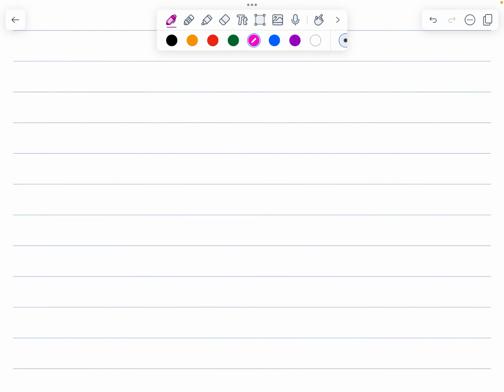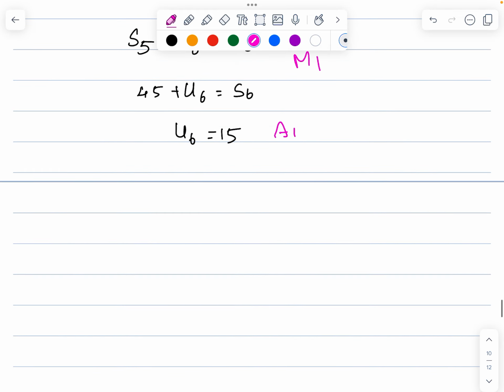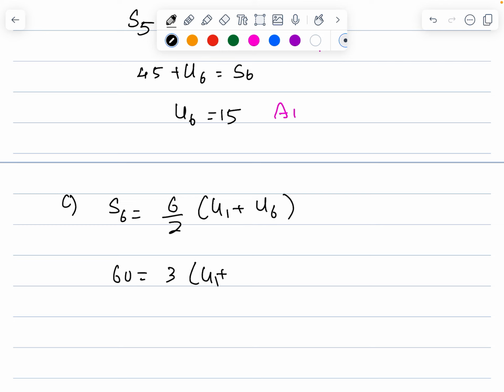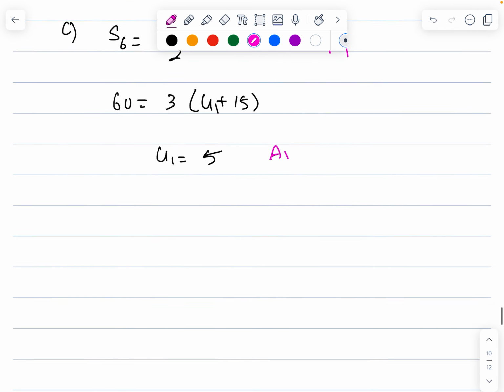Then next, what is being asked? Find U1. So we know that S6 equals 6 upon 2 times (U1 plus U6). So that is 60 equals 3 times (U1 plus 15). This gives me the U1 value as 5. So this is going to be a method mark and an accuracy mark.